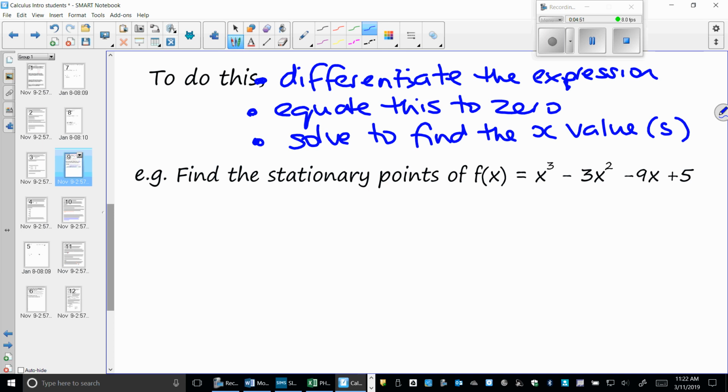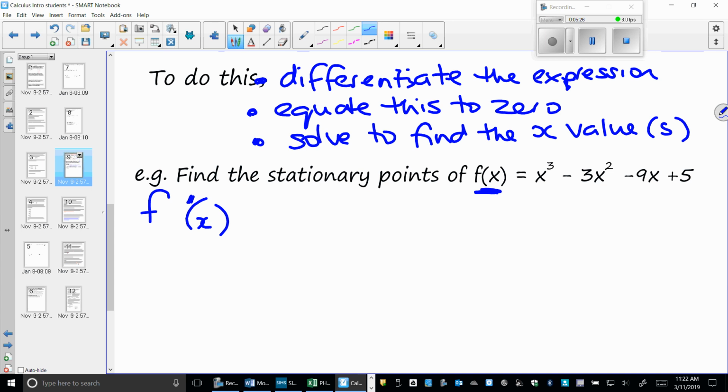Alright, so it says find the stationary point of f(x) equals that. So what did we say we had to do first? It's written just here. Differentiate. So how would I show that I'm differentiating this expression here? What do I write here to show that I've differentiated it? Not just f(x), f dash x. Yes?